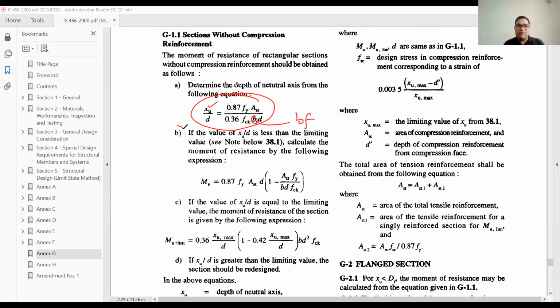Similarly, if we have an under reinforced section, we can calculate the moment of resistance of the T beam by using this formula simply by replacing this B value with BF. Similarly, if we have an over reinforced or balanced section, we can use this formula to calculate the moment of resistance, and here also we will replace B by BF. Okay, so that is case 1. Now we will discuss case 2, 3 and 4.